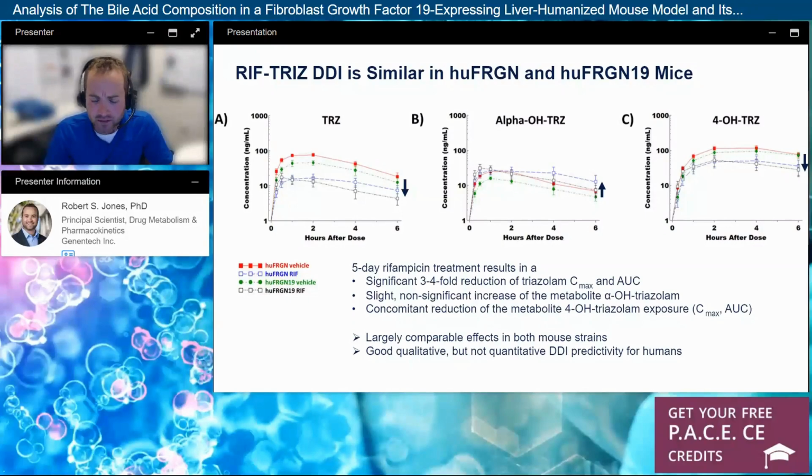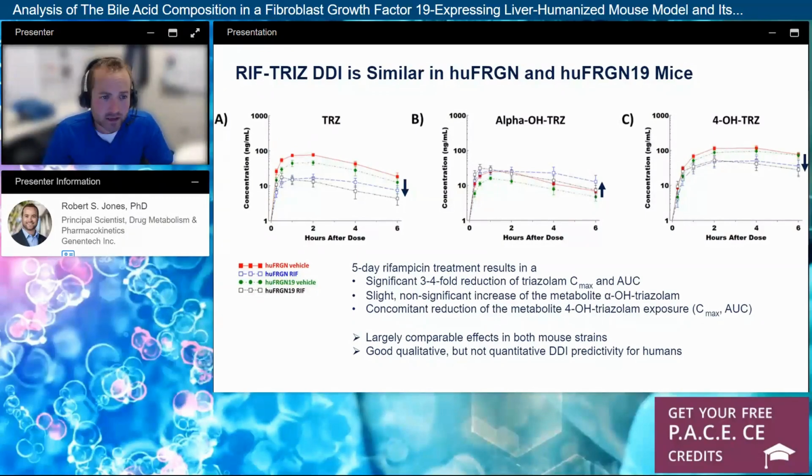As I mentioned, some additional information, which is also available in the manuscript, we saw a significant 3 to 4-fold reduction in triazolam Cmax, as well as area under the curve. In particular, we saw a slight but non-significant increase of the metabolite, and so that actually agrees with our hypothesis in that when you have increased metabolism of triazolam, you will have decreased triazolam exposure, but you will actually have increased triazolam metabolite exposure. And this is actually suggested by the non-significant increase. Though non-significant, we did see an increase in this particular metabolite.